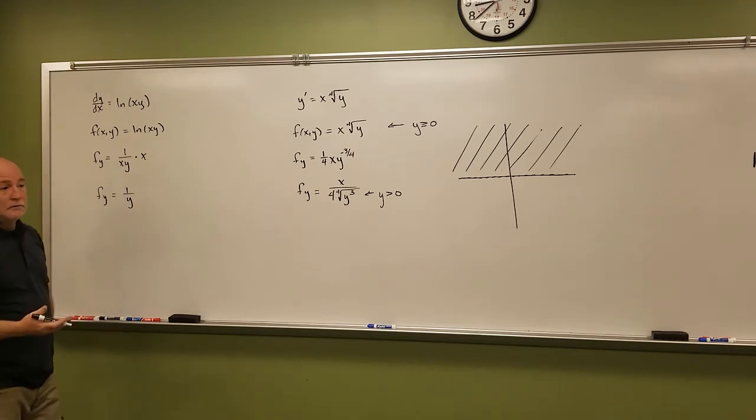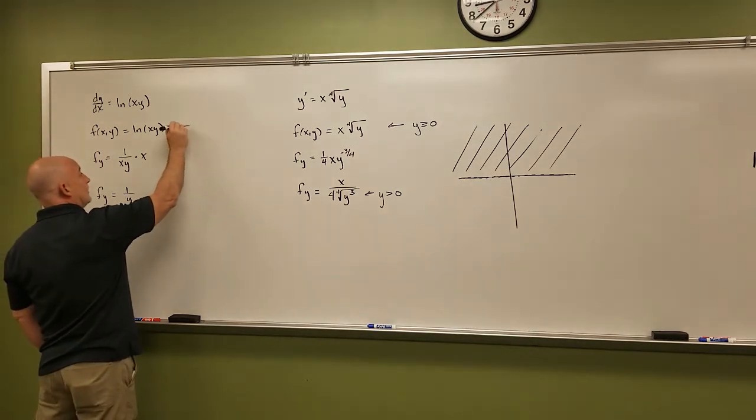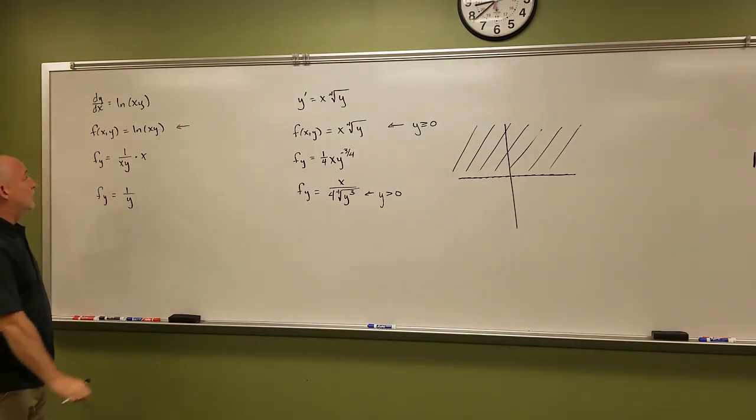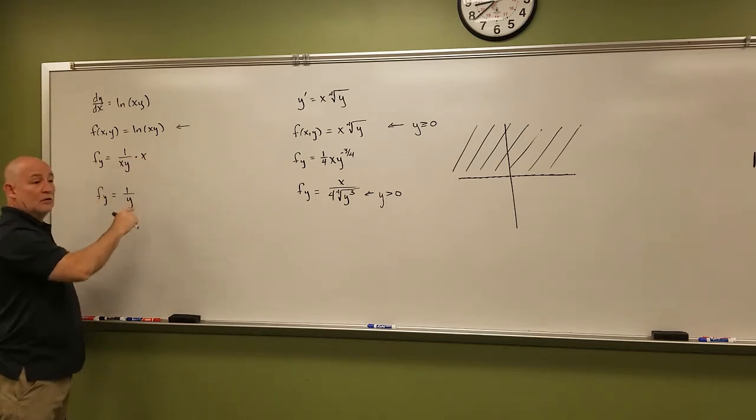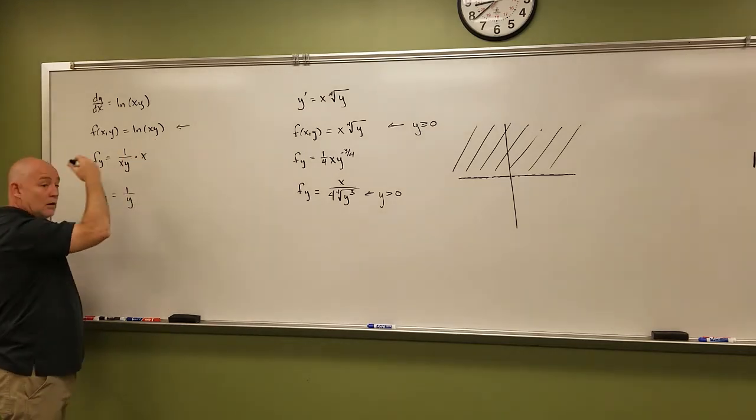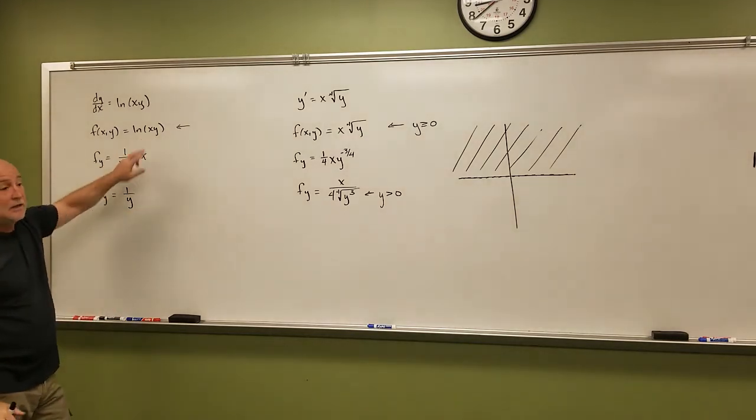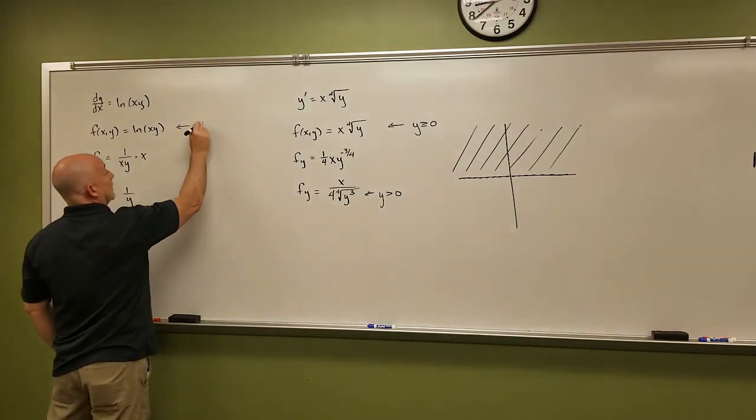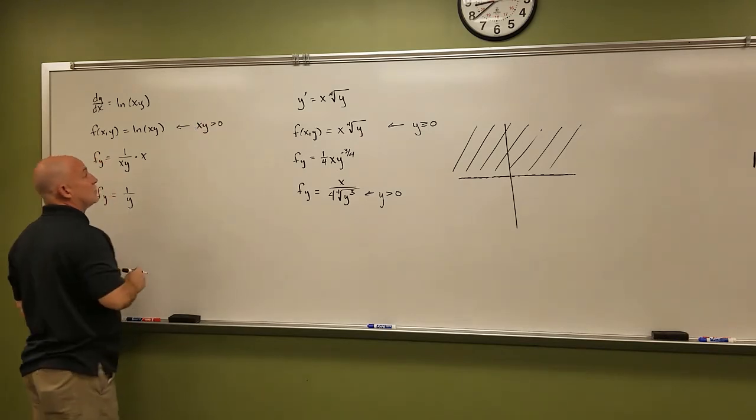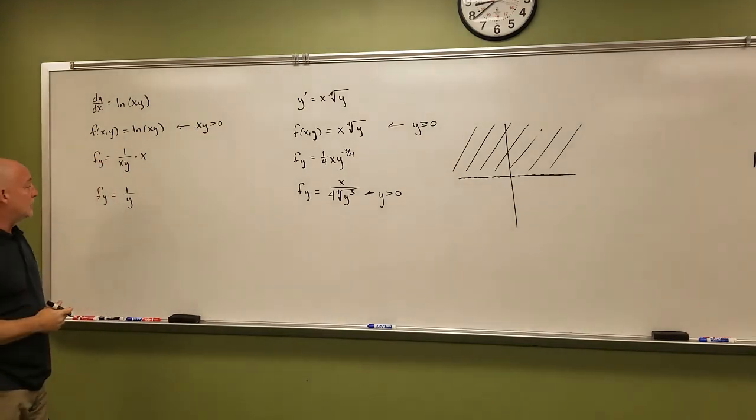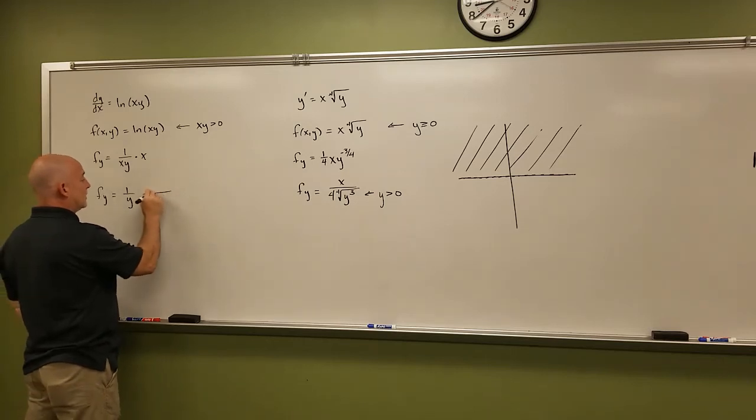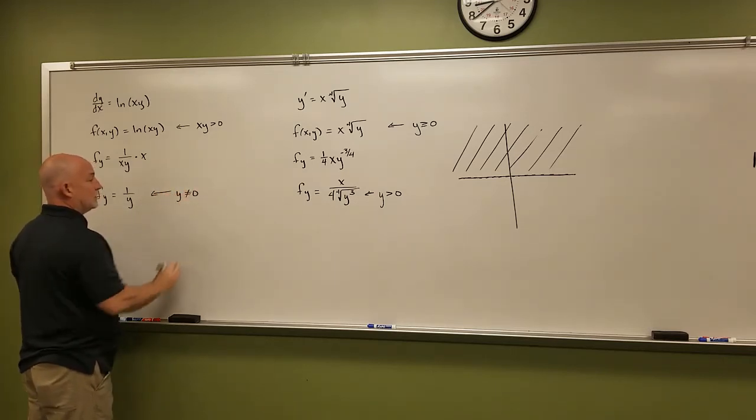Okay, so what can we say about this region? Well, from the first one, remember, we're never allowed to take the log of 0, so we know that can't be 0. And we don't want complex numbers, so that stuff inside there can't be negative. So we need that x times y just has to be strictly greater than 0. It's not allowed to be 0. And down here, we can see that y cannot be 0.